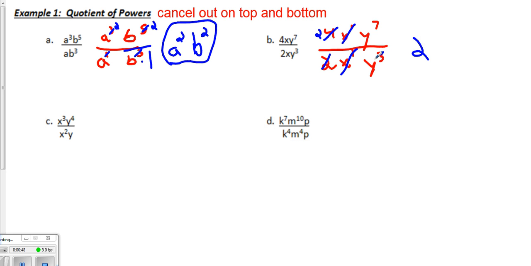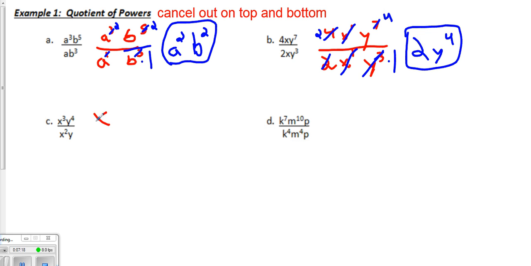Y to the 7th, take 3 away from there and 3 away from here. This is now y to the 4th. So this would be y to the 0th, which is just 1. We don't need it anymore. So all of this times 1 on bottom. So we're left with on top 2 and y to the 4th, all over 1. We don't need the over 1. Anything divided by 1 is itself. So it's just 2y to the 4th.